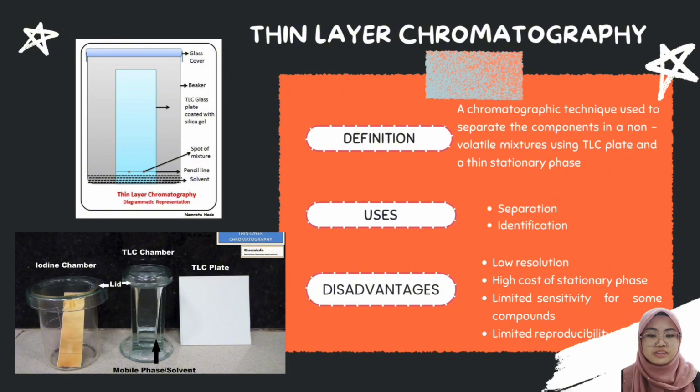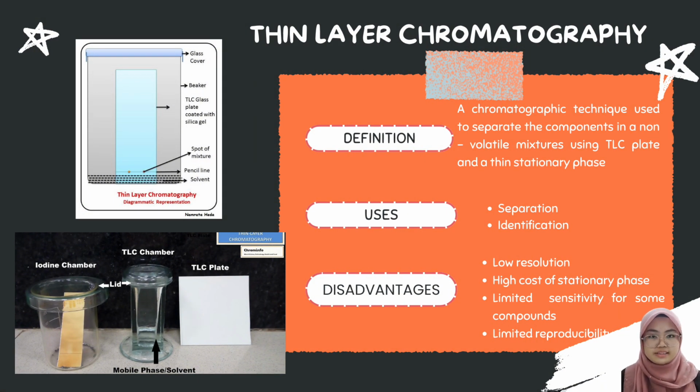Next, I will explain about thin layer chromatography or TLC. Thin layer chromatography is a chromatography technique used to split the components in non-volatile mixtures using a TLC plate and a thin stationary phase. TLC is widely used for separation and identification of organic compounds based on differences in their polarity. TLC also has disadvantages, which are low resolution, high cost of stationary phase, limited sensitivity for some compounds, and limited reproducibility.